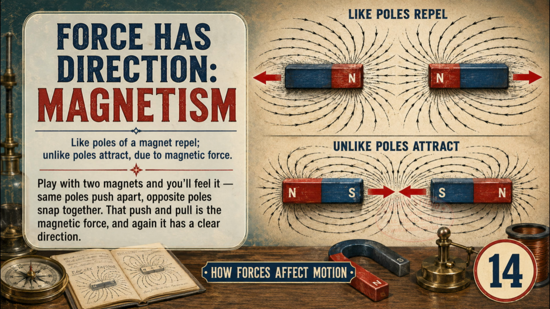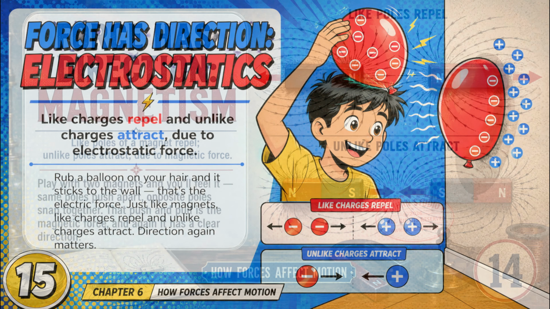Force has direction, magnetism. Play with 2 magnets and you'll feel it. Same poles push apart, opposite poles snap together. That push and pull is the magnetic force, and again, it has a clear direction.